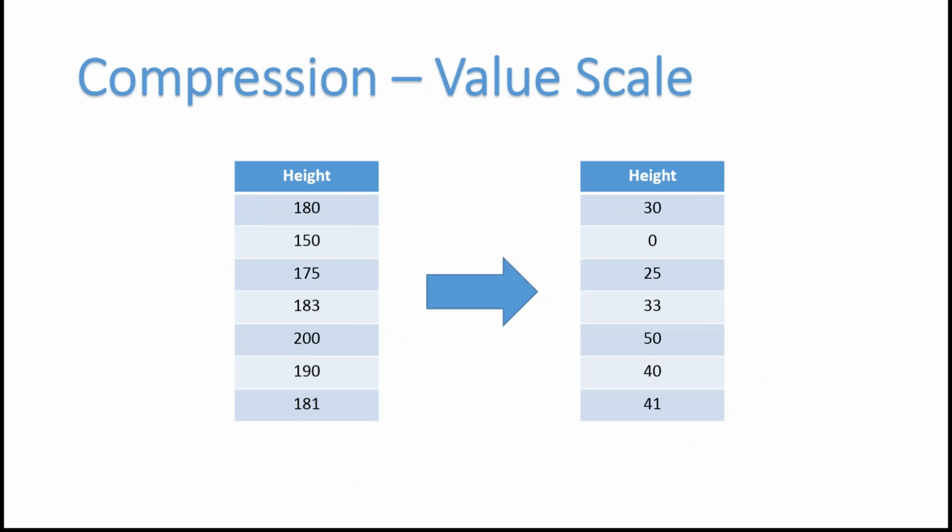So the first algorithm is called value scale. We have a base and a value. So let's say you want to translate the height to heights that we can store more efficiently. So a height of 180 centimeters will be 30, and a height of 175 centimeters will be 25, and so on and so on. And our base in this case is 150 centimeters. So this is one way to compress the data.